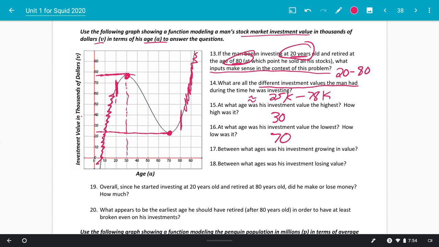Between what ages is investment growing? Okay, so now I'm going to erase some of this so we can look again. We started at 20 and we ended at 80. So it was growing from the time he started until he got to 30. So from 20 to 30, it was growing. And then it started growing again when he was 70, from 70 to 80.